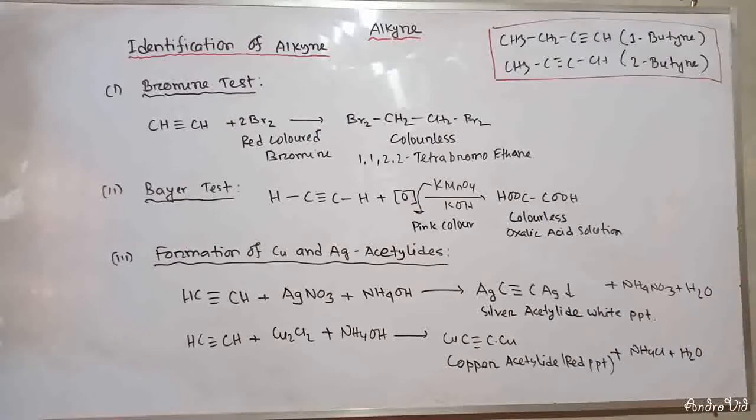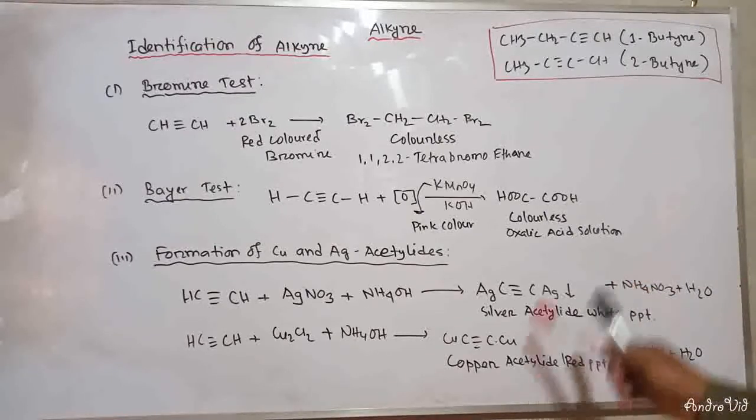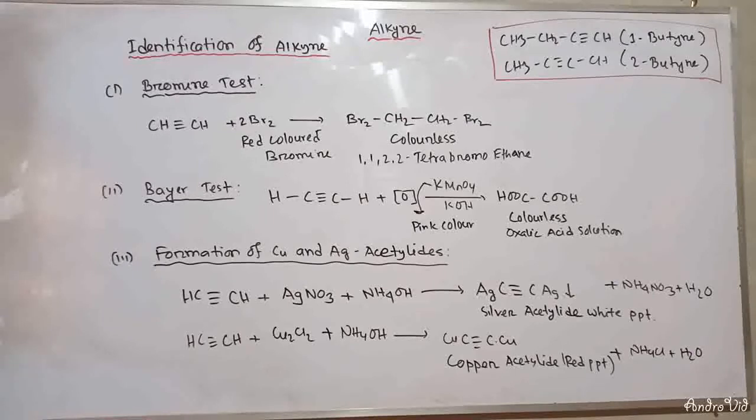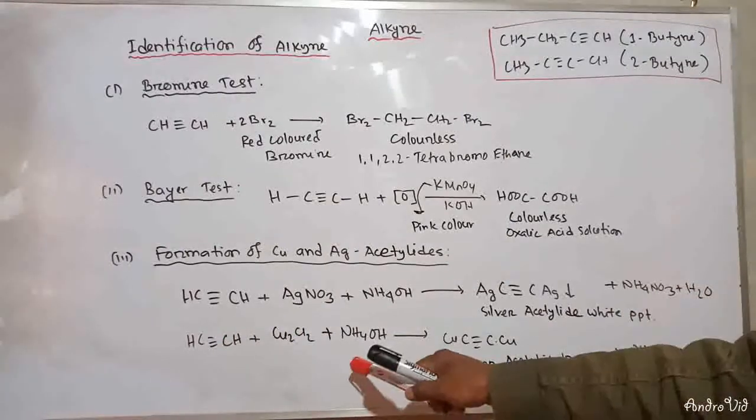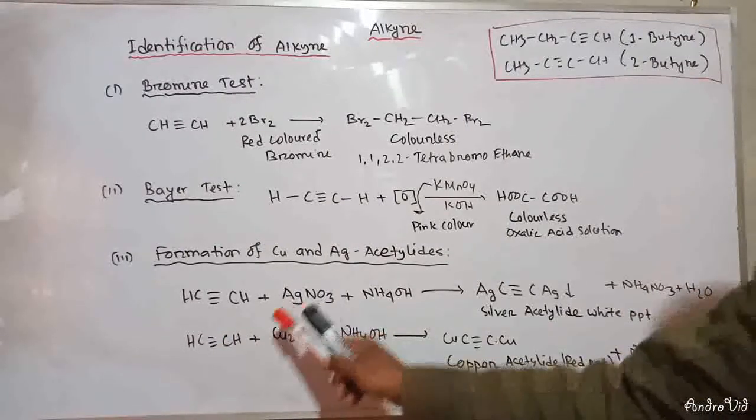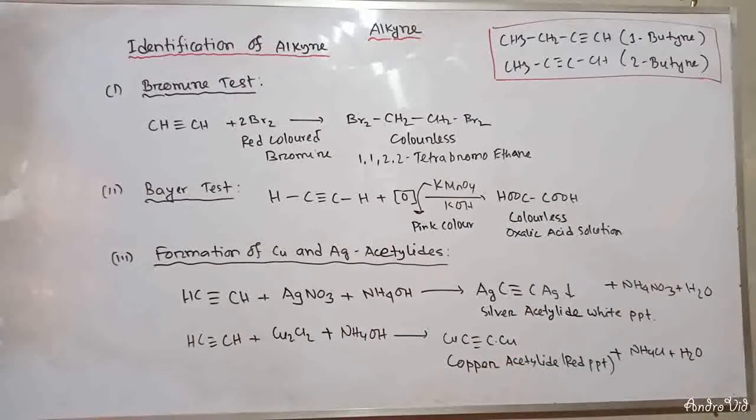in this solution. Then, by the presence of the white precipitate of silver acetylide, you will be confirmed of the presence of alkyne. Similarly, if you add ammonium hydroxide and cuprous chloride to this solution, then they produce copper acetylide, a red colored precipitate. The presence of the red colored precipitate of copper acetylide will confirm the presence of alkyne in that solution. So by using these three processes, the bromine test, the Baeyer test, and the formation of copper and silver acetylides, you will be sure of the presence of alkyne.